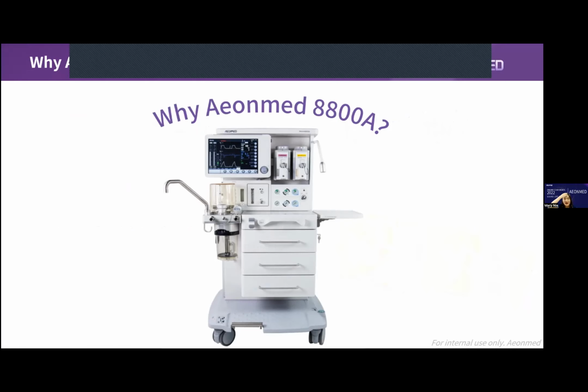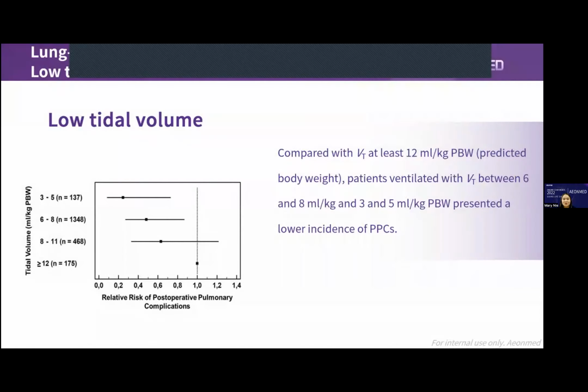And why is our EN 8800A anesthesia workstation? Both of us mentioned before, we need to do the low tidal volume, and we can see from top to bottom, once the tidal volume gets bigger, the risk of PPCs is getting higher. So it means that try to use the 6 to 8. This is kind of the routine, the calculation we need to use during our daily work in the OR.